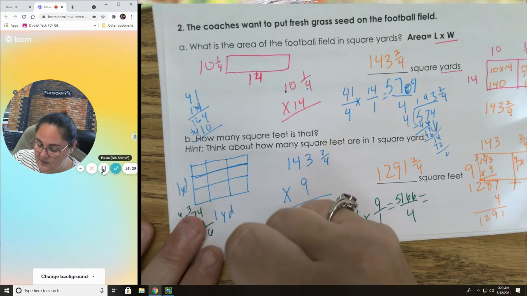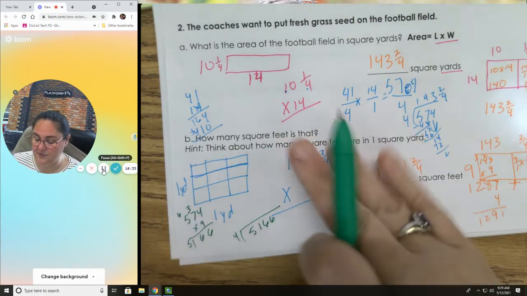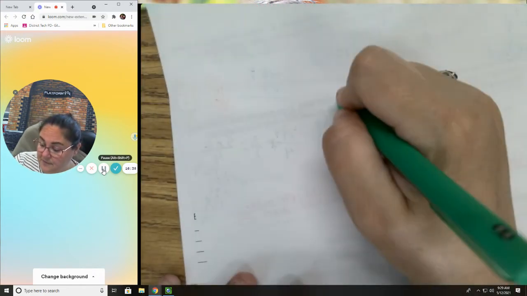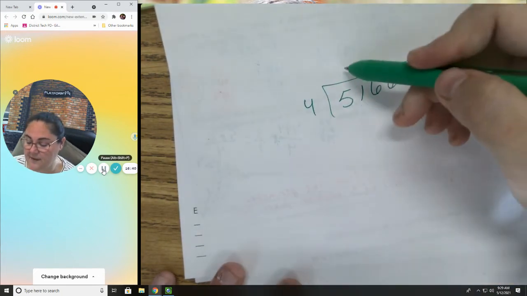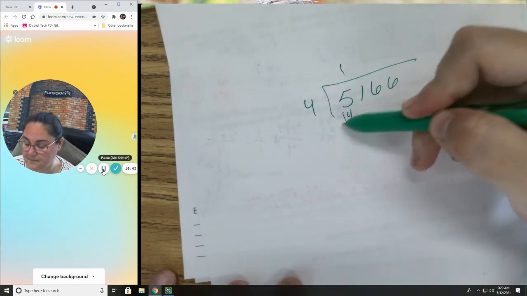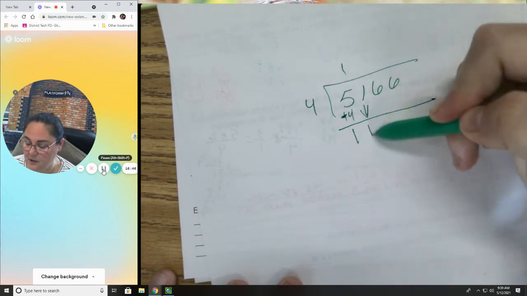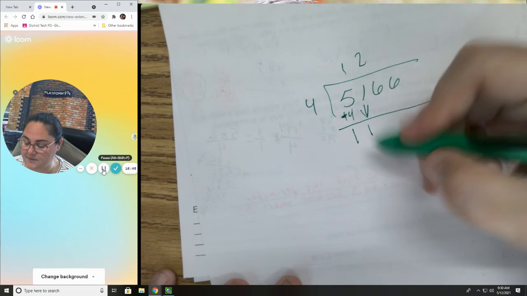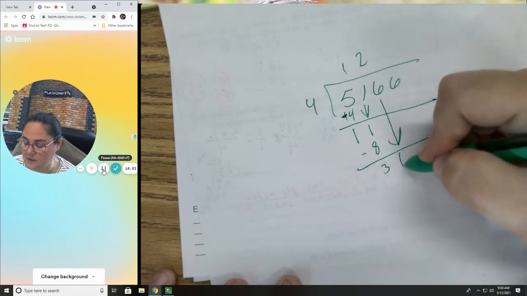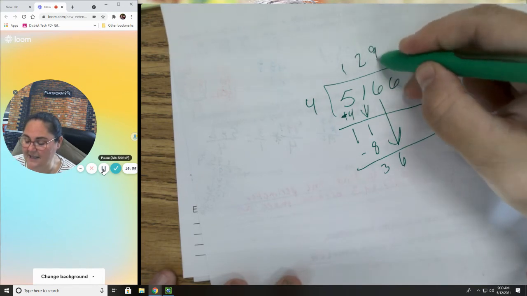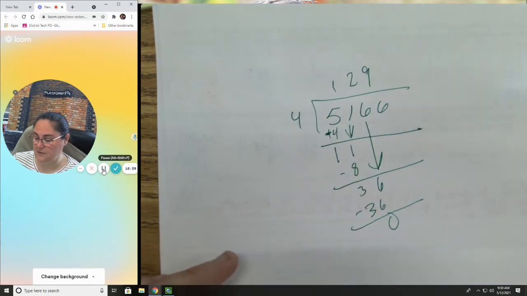So 5,166 divided by 4. I'm going to do this on the back because I need more room. 5,166 divided by 4. 4 goes into 5 one time. Oops, that's minus. 1 left over. 4 goes into 11 2 times. 3 left over. 4 goes into 36 9 times. 0 left over.